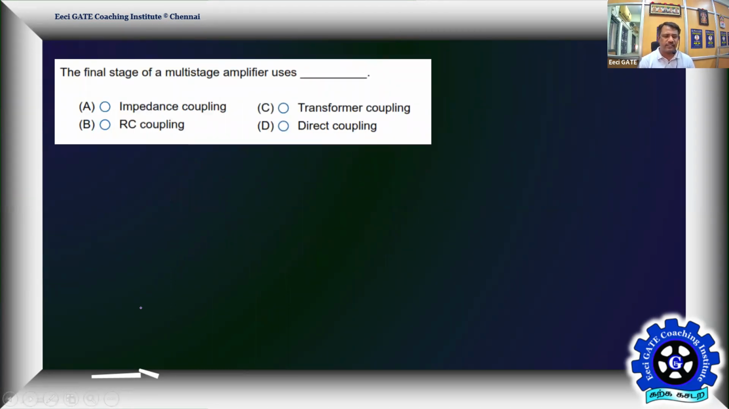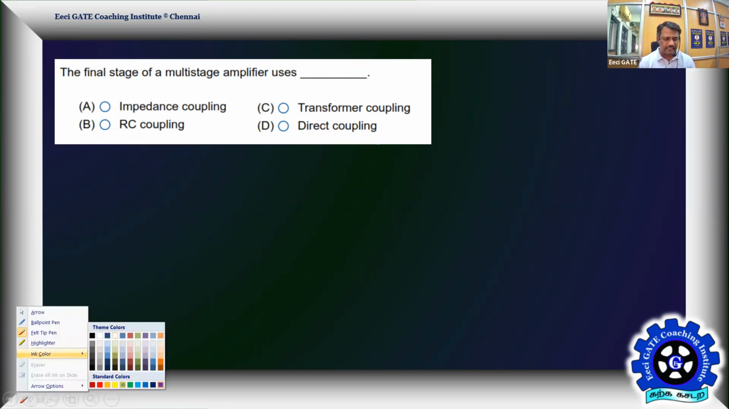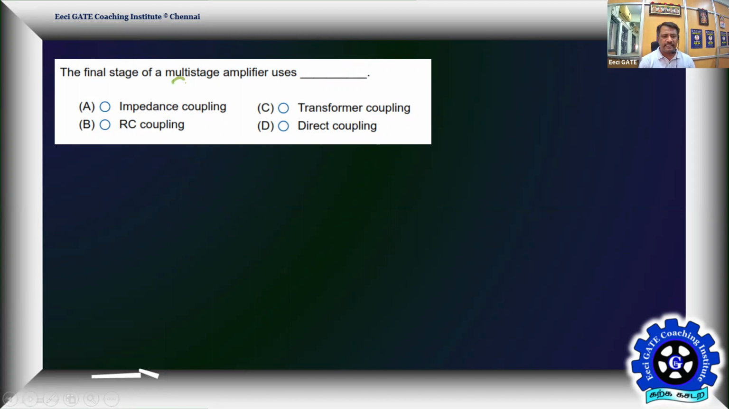Yes, the next one is from analog electronics: the final stage of a multi-stage amplifier uses. When you have a multi-stage amplifier, the final stage has a responsibility. For example, assume it is an audio amplifier. A simple example I can pass.